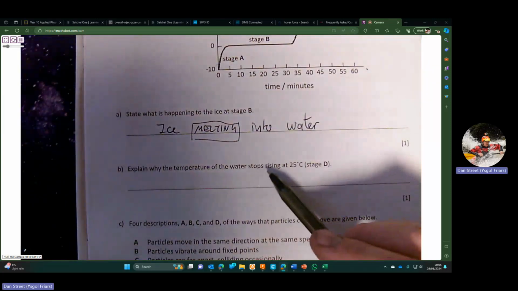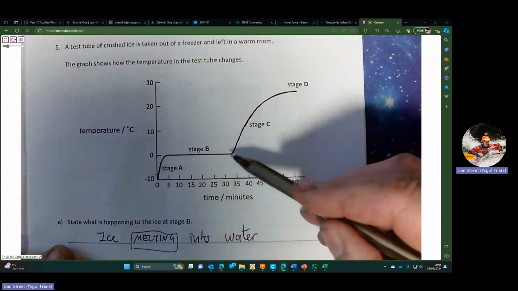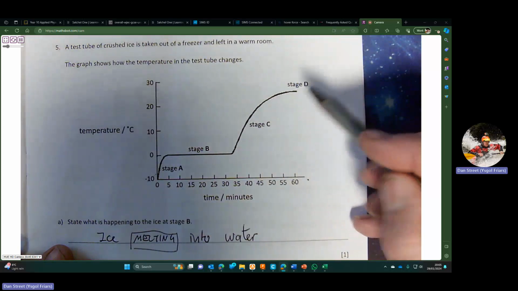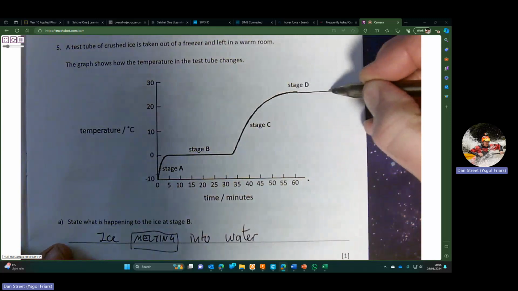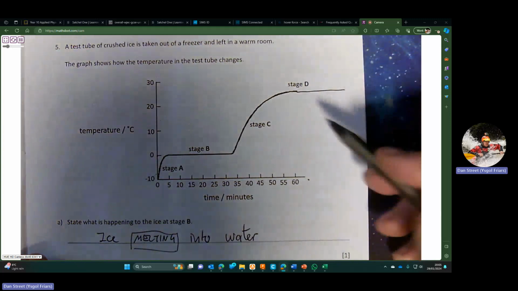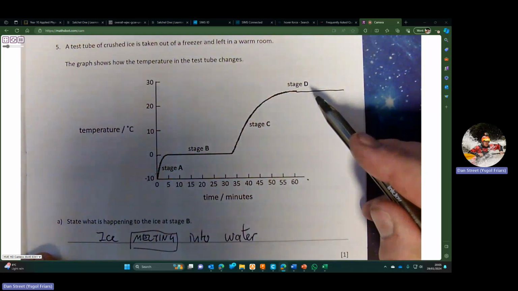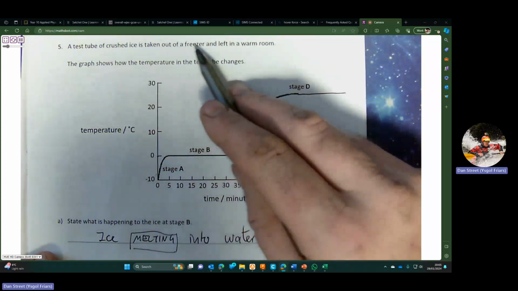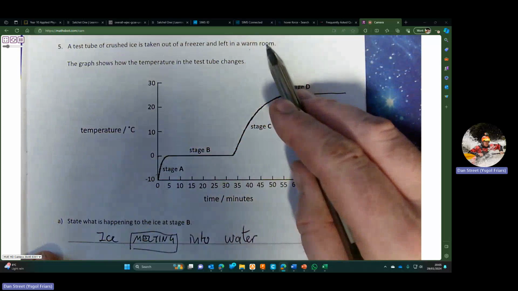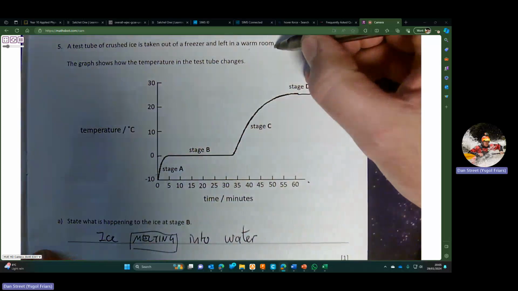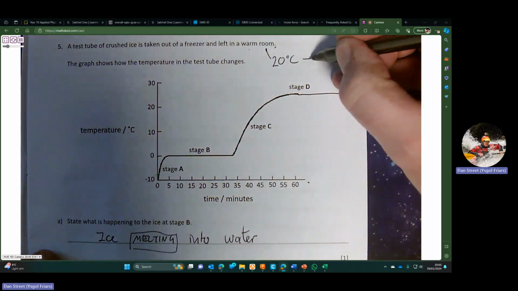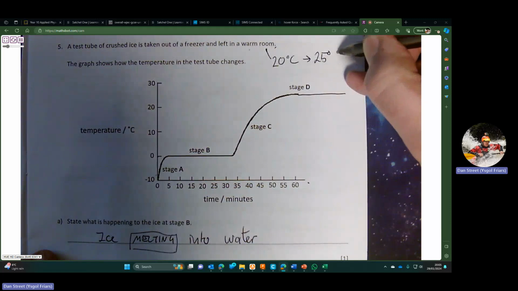Explain why the temperature of the water stops rising at 25 degrees Celsius. Okay, so if we look at the graph, after it's melted, the temperature starts to rise, and then it eases off, and if we carried this line on, we'd probably notice that it just carried on the same like that. Okay, now this is a little bit of a difficult question, but you just need to read the introduction to find the answer. A test tube of crushed ice is taken out of a freezer and left in a warm room. Now a warm room, normally we expect room temperature to be 20 degrees Celsius, but a warm room might be as high as 25 degrees Celsius.